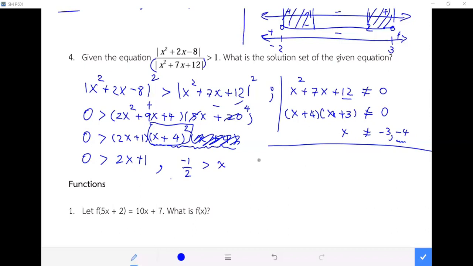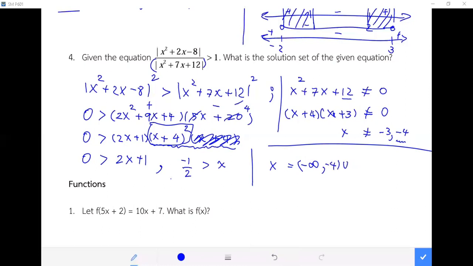Okay, so time to give the answers. So your x is going to be from negative infinity, and then stop at negative 4.